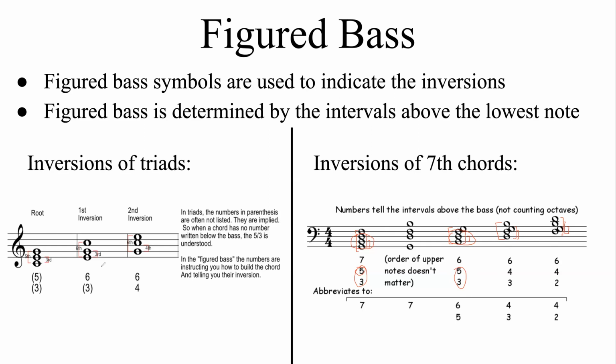Can I write the inversions down? Yeah, go ahead. And for the inversions of the triads, it's just the same thing. You're just going to count like 5, 3. It's already written out for you over here. So it's like 5 and then 3, and then 6 and then 3, and then 6 and then 4. So it varies depending on which note is at the top.